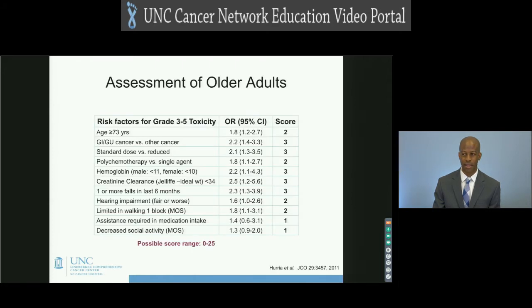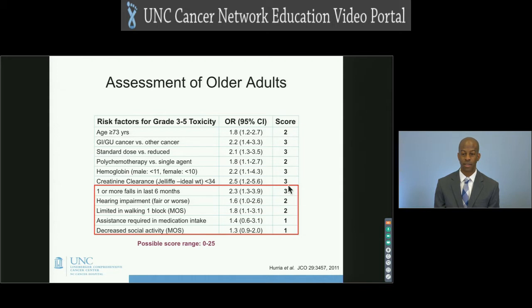In addition to that, there are actually other tools that we can use, for example, to assess the risk of chemotherapy. Here is a study that was done by Hurria, and it showed that, in addition to the traditional risk factors for receiving chemotherapy, like age, polypharmacy, standard versus reduced dose, hemoglobin, and creatinine, there were actually geriatric assessment variables, like your ability to walk a block, falls, hearing impairment, assistance required in taking medicines, and decreased social activity, that actually predicted chemotherapy toxicity.